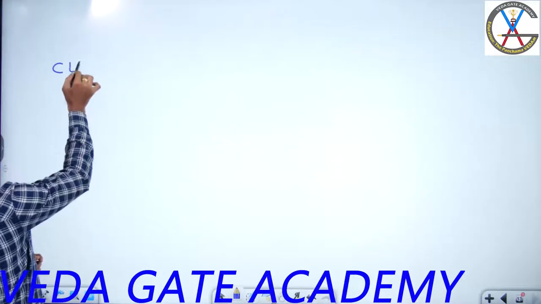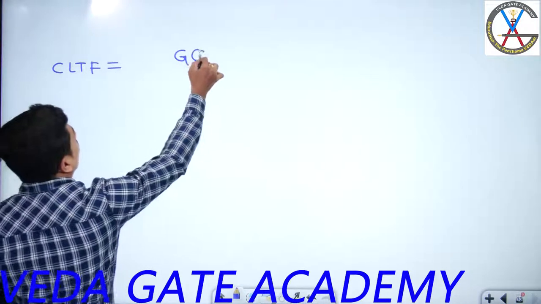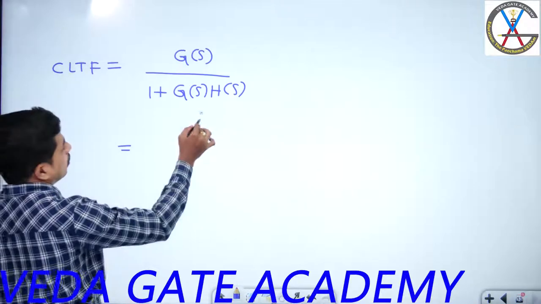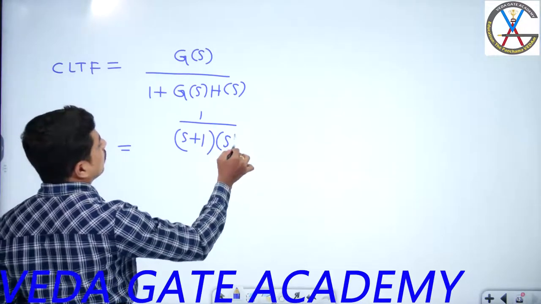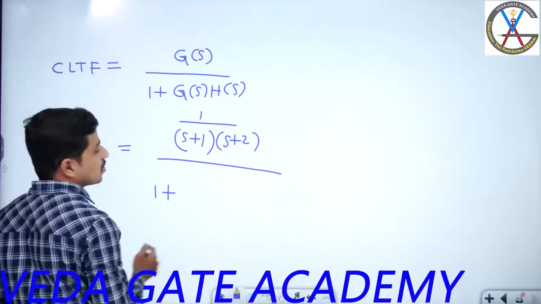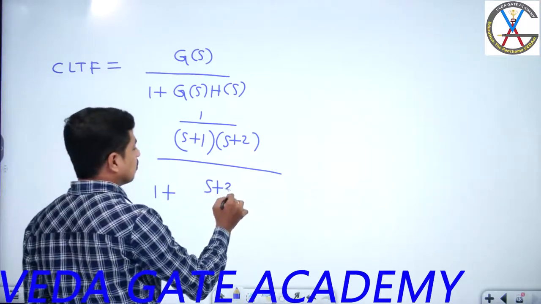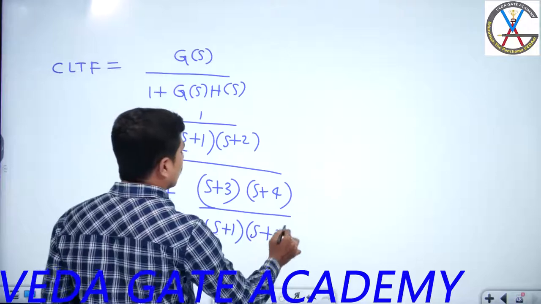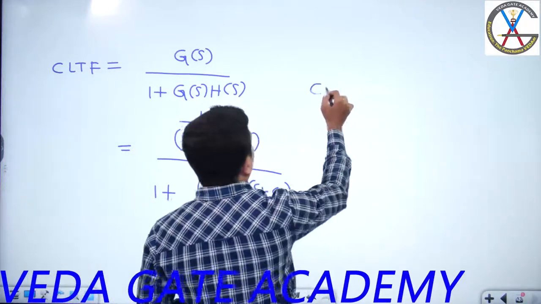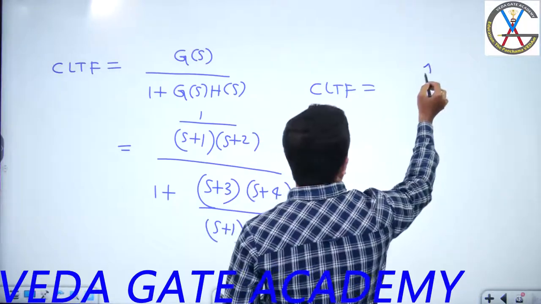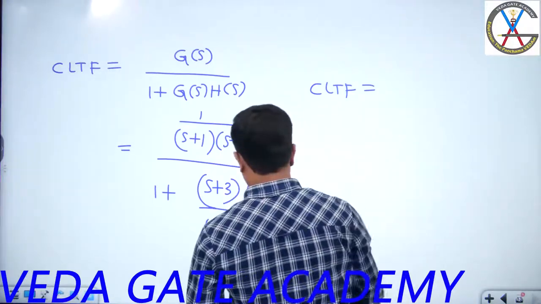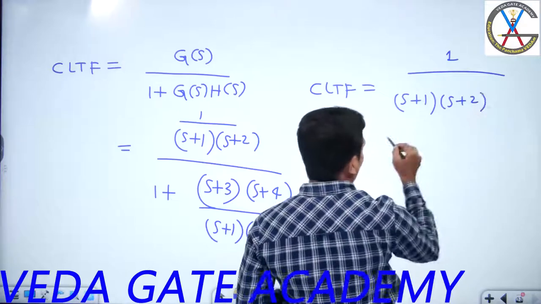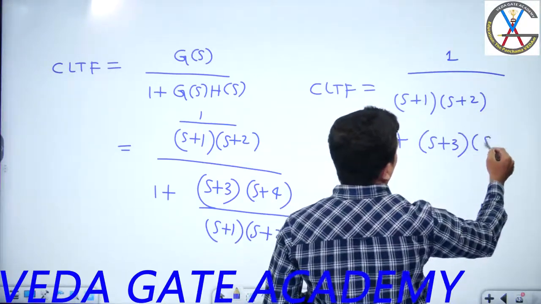Closed loop transfer function is equal to G of s by 1 plus G of s into H of s. What is G of s? Forward path transfer function, 1 by s plus 1 into s plus 2 by 1 plus G of s into H of s, which is s plus 3 into s plus 4 by s plus 1 into s plus 2. If you simplify it, we are going to get closed loop transfer function is equal to 1 by s plus 1 into s plus 2 plus s plus 3 into s plus 4.